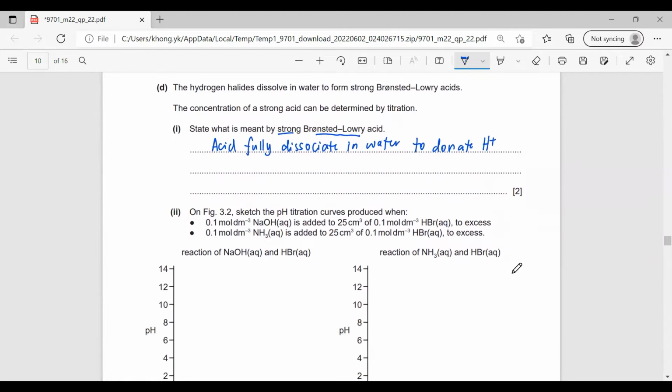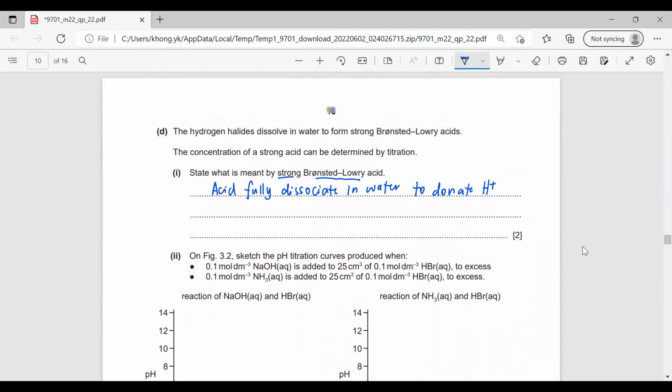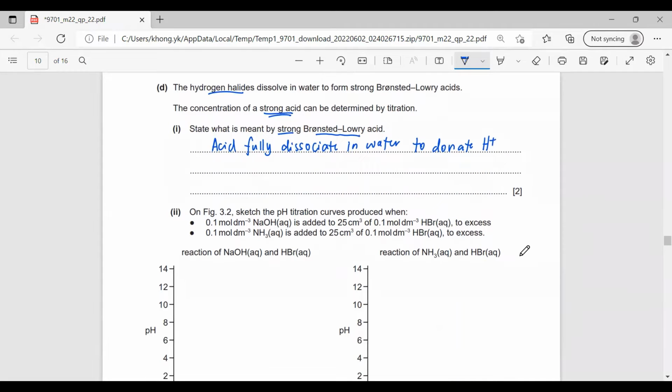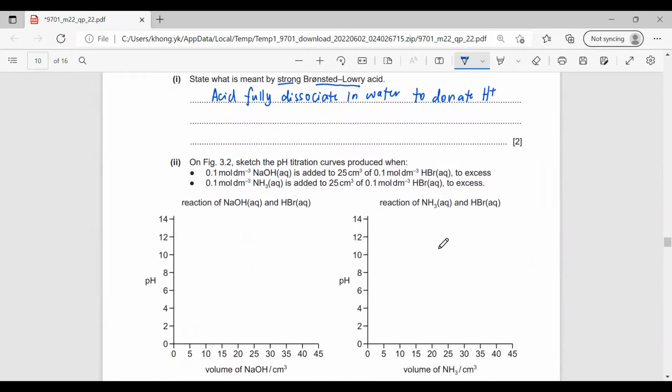Now, the next question is on the acid-base titration curve. Since in this question earlier, we already know that the hydrogen halide is a strong acid, we are going to titrate the hydrogen bromide with different types of base. One is NaOH, which is a strong base, and the ammonia is a weak base. So with this, we have a strong base, strong acid titration curve, and a weak base, strong acid titration curve. Now we are given a 0.1 M NaOH.